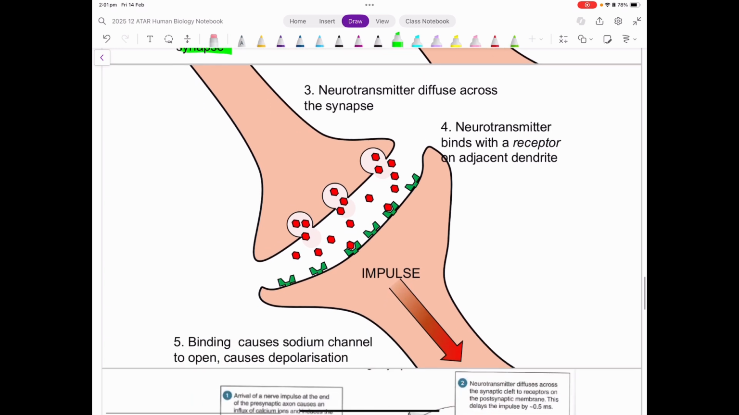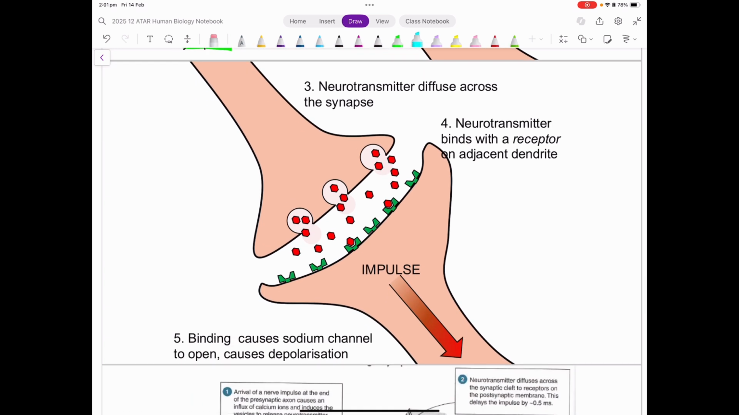Step 3 in this process, and there's an important use of a word here, that neurotransmitter diffuses across the synapse. And by diffusing, we mean that it is traveling across the synapse. And we can see this neurotransmitter unloading and moving across the synapse here. It will continue to move across that synapse until in step 4, it binds with a receptor.